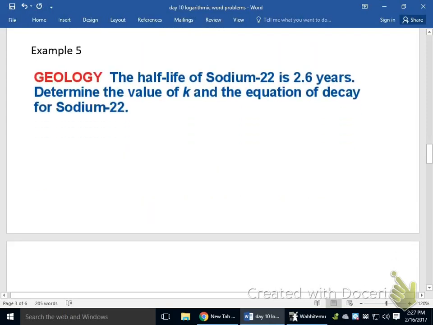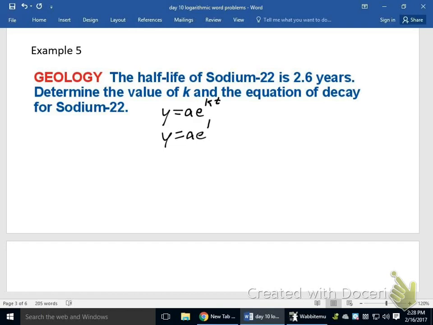Okay, so it says the half-life of sodium-22 is 2.6 years. We're going to determine the value of k and the equation of decay for sodium-22. All right, so writing down the equation that I just had on the previous screen, I know that k is going to end up being negative because it is decaying. Only half of it's present. Speaking of which, since only half of it will be present after 2.6 years, I'm going to go ahead and put the 2.6 in for time.